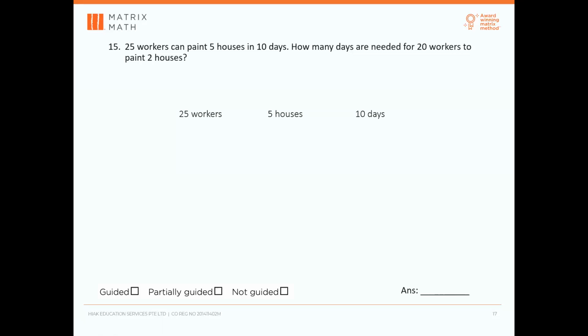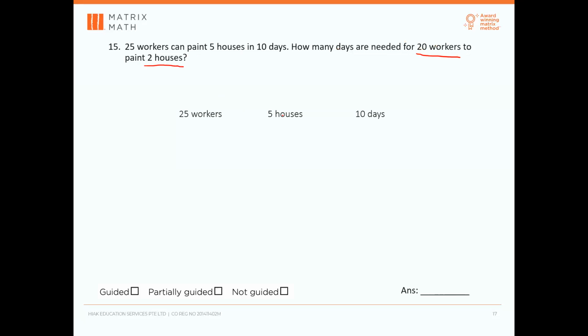Okay, so let's look at the first step that we want to take. There can be many variations of the solution, as long as you follow these 2 rules, you should be able to get the same answer at the end. So first, I will choose what do I want to keep constant, what do I want to change. Always take note of what you're trying to work towards. So in this case, it's 20 workers and 2 houses. So let's say I want to work towards 2 houses first.